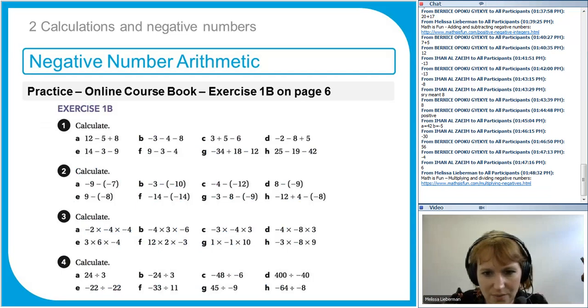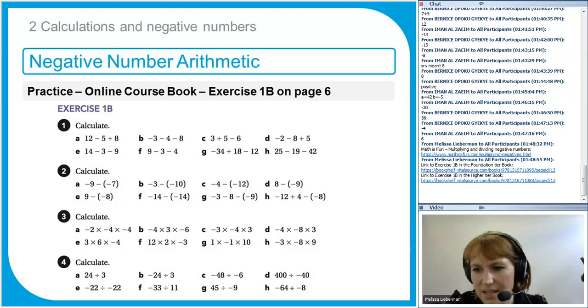And if you want to work through this exercise for a bit of practice, exercise 1B in the foundation tier book. If you want more of a challenge, I don't know if the questions are much harder in the higher tier book, but if you want to have a look at the higher tier exercise 1B, have a look at that there. Just do questions 1, 2, 3, 4, and 5. If you want more of a challenge, there's some more wordy questions towards the end of the exercise. You don't have to do all of them.